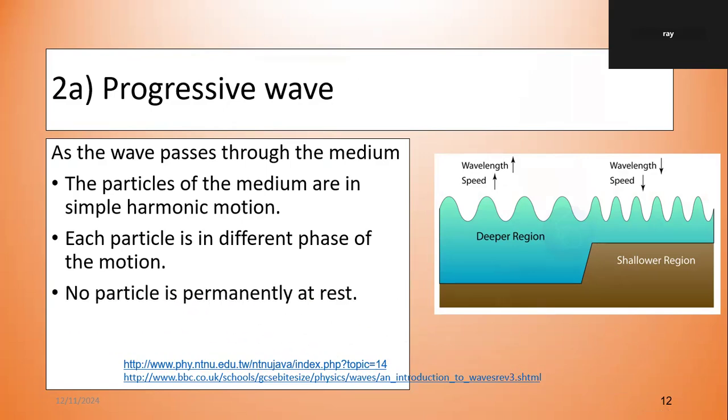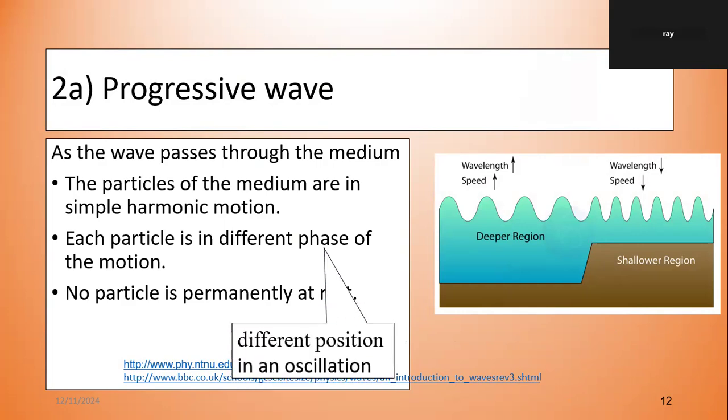No particle is permanently at rest. That means as the wave passes through, the particle will either be at rest momentarily or moving up and down. It doesn't stay at rest permanently. Phase, you can think of it as a different position in an oscillation.